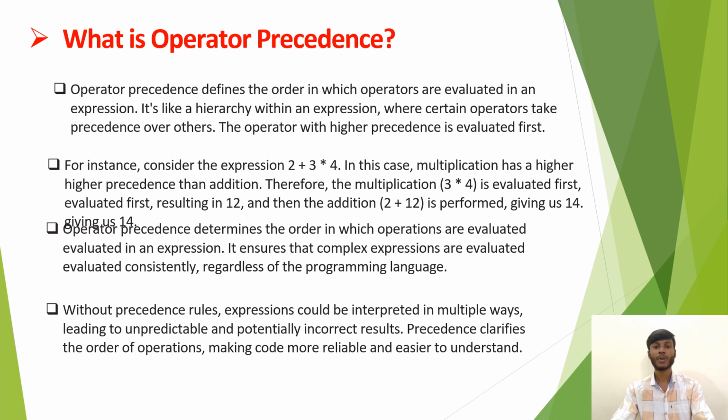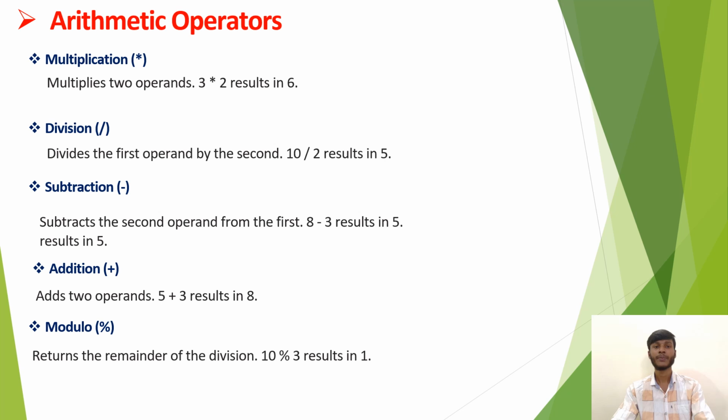Operator precedence determines the order in which operators are evaluated in an expression. It ensures that complex expressions are evaluated consistently regardless of the programming language. Without precedence rules, expressions could be interpreted in multiple ways, leading to unpredictable and potentially incorrect results. Precedence clarifies the order of operations, making code more reliable and easier to understand.